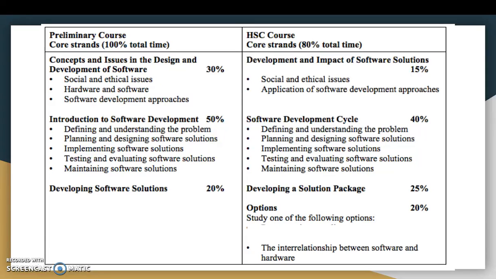On this slide is a list of all the topics that are covered. We look at in the preliminary course social and ethical issues, hardware, software, and software development approaches. Then we go into the introduction to software development, and then students develop their own solutions. In Year 12, we go into more detail on what's done in Year 11, and then we add in the option topic of the interrelationship between software and hardware.